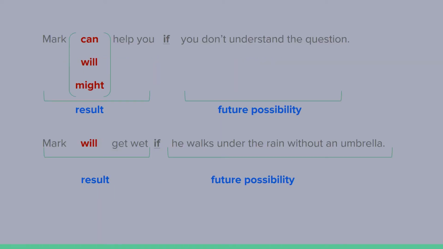Now let's take a look at more examples to understand how we use the verbs in first conditional. Mark can, will, or might help you if you don't understand the question. Or you can say, Mark will get wet if he walks under the rain without an umbrella. The situation section is if he walks under the rain without an umbrella, and the result of him walking under the rain without the umbrella is Mark will get wet.